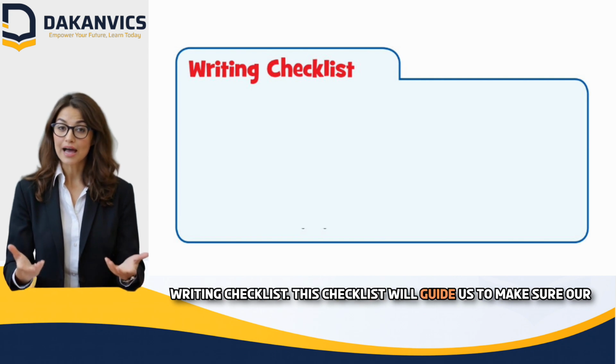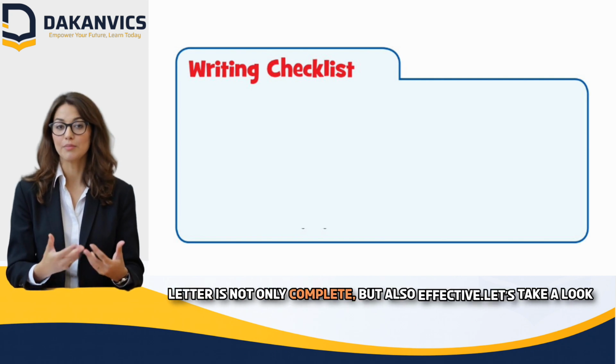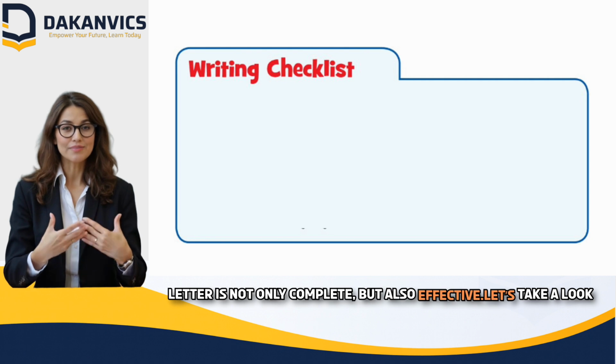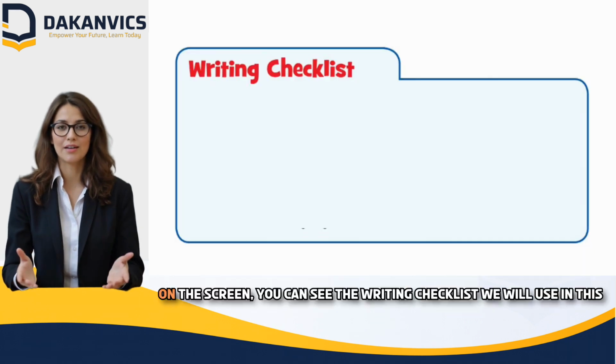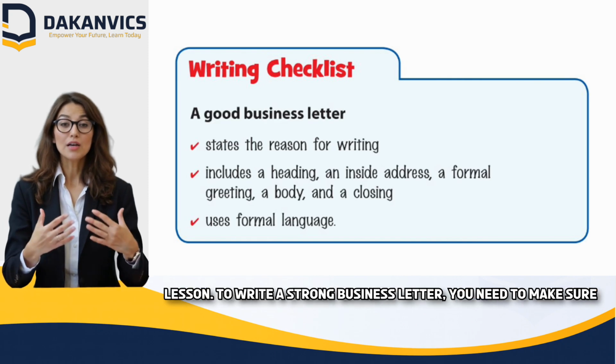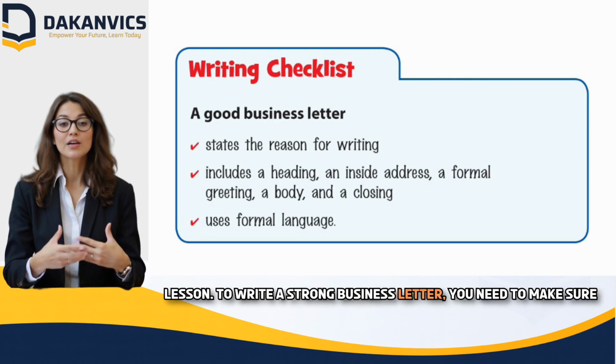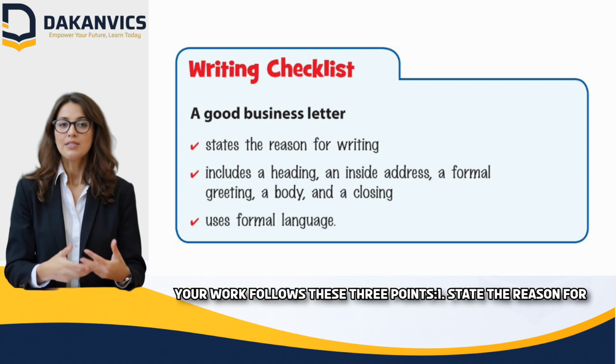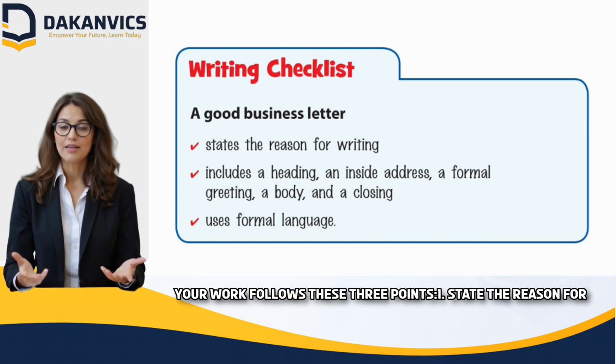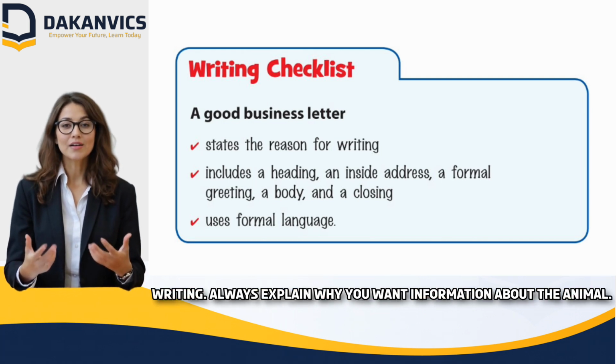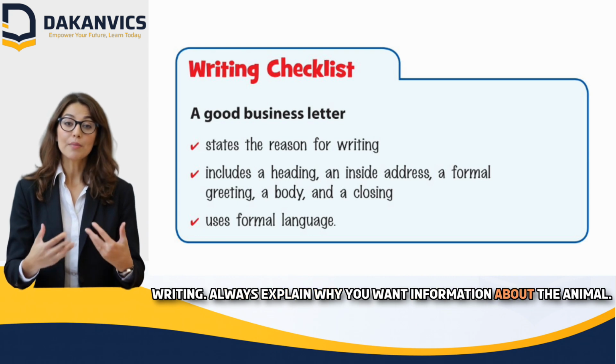This checklist will guide us to make sure our letter is not only complete, but also effective. Let's take a look together. On the screen, you can see the writing checklist we will use in this lesson. To write a strong business letter, you need to make sure your work follows these 3 points. 1. State the reason for writing. Always explain why you want information about the animal.